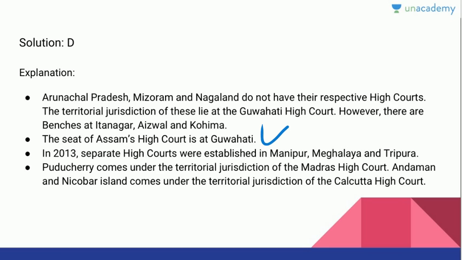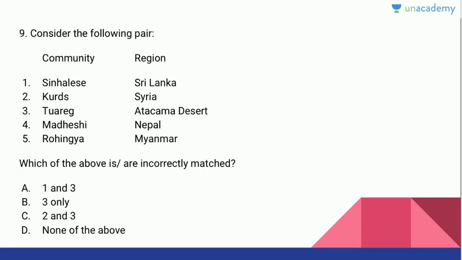In 2013, separate high courts were established in Manipur, Meghalaya and Tripura. So that is very, very important. And Puducherry comes under the territorial jurisdiction of the Madras High Court, while Andaman and Nicobar comes under the territorial jurisdiction of the Calcutta High Court. Question number 9. Consider the following pairs, community and region. Which of the following is correct?